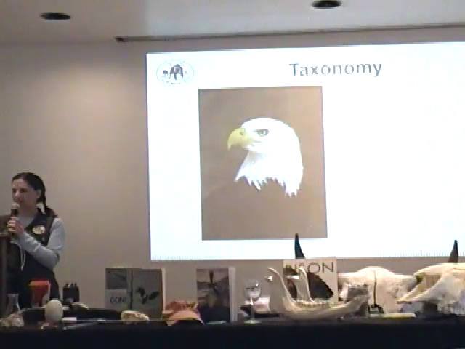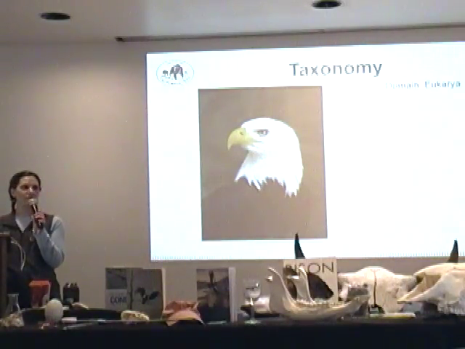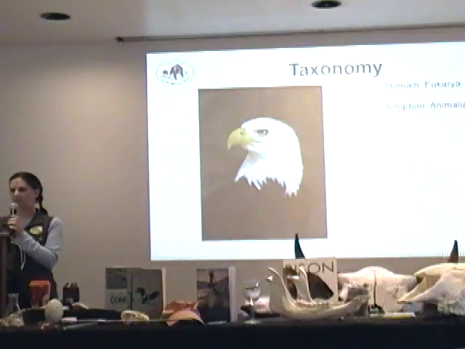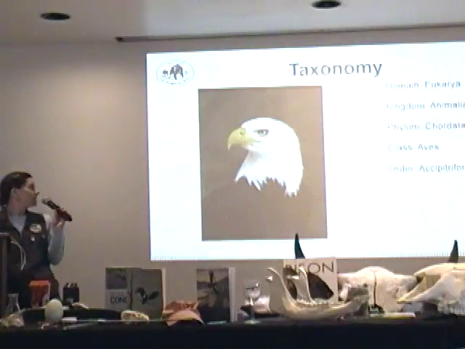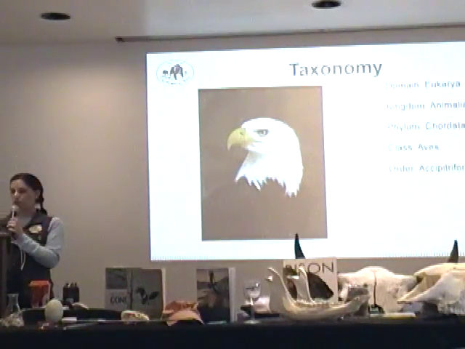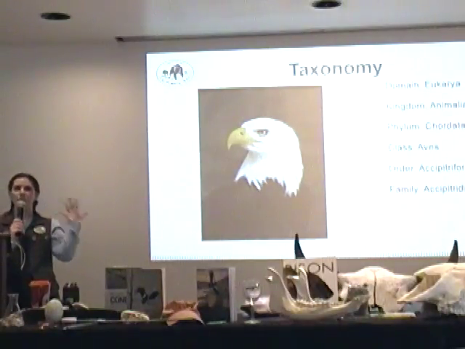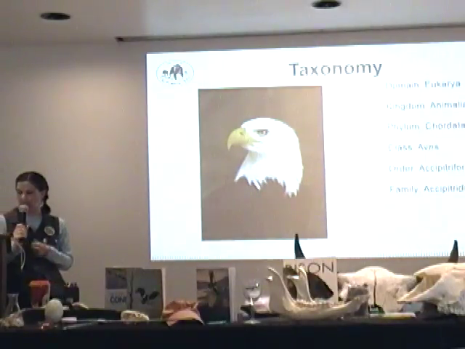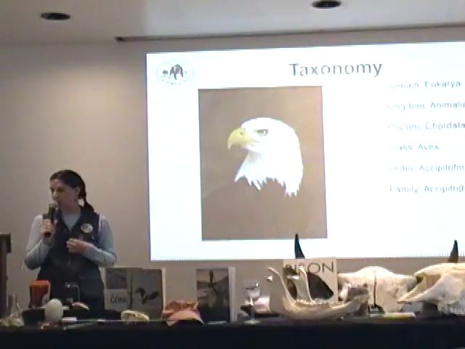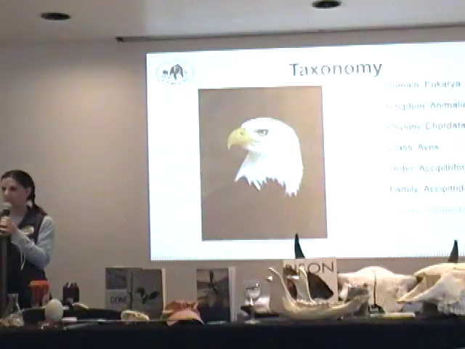All right, here's your general taxonomy. Domain Eukarya, that just means they have cells with cell walls, nucleus, that fun stuff. They are an animal. They have a backbone. They are a bird. Order Accipitriformes is diurnal birds of prey. Your family Accipitridae still includes most diurnal birds of prey, but it excludes New World vultures, ospreys, and secretary birds. So it's your eagles, hawks, and kites, and similar.